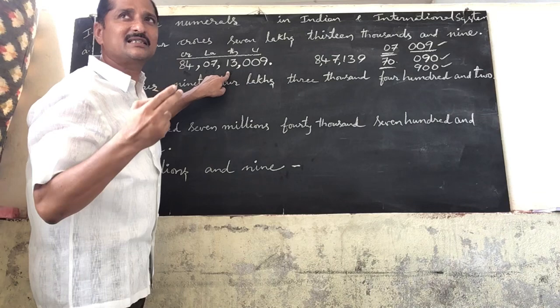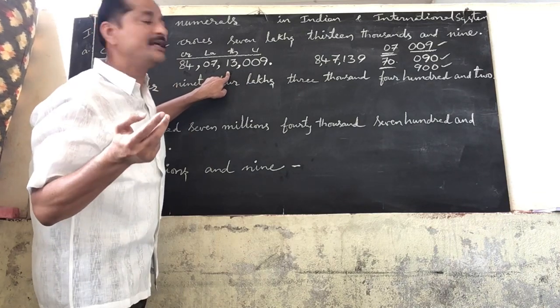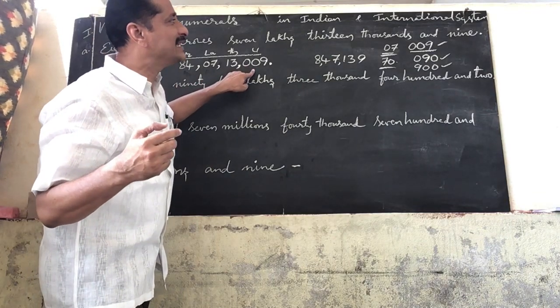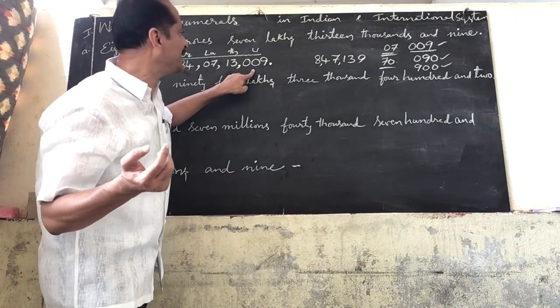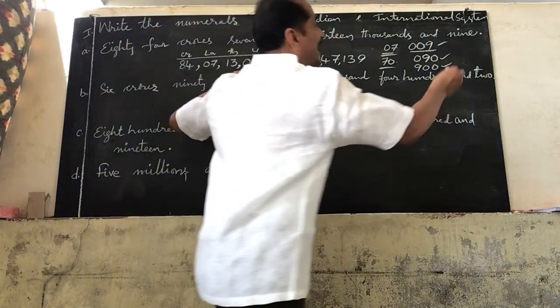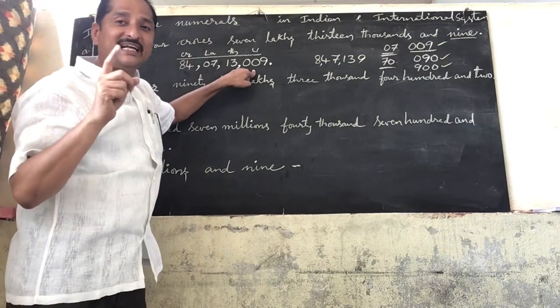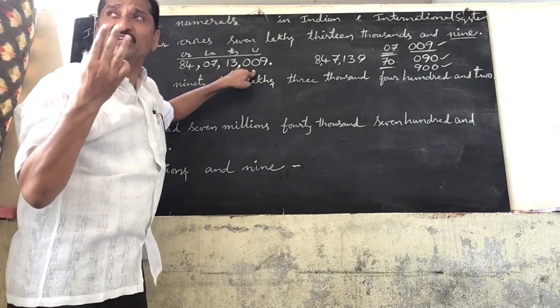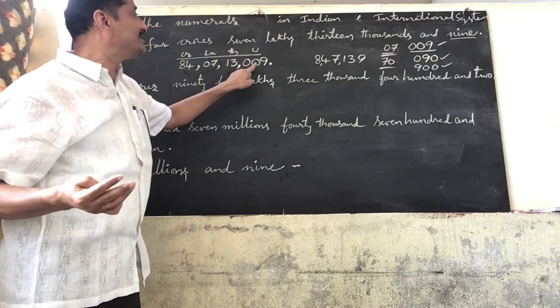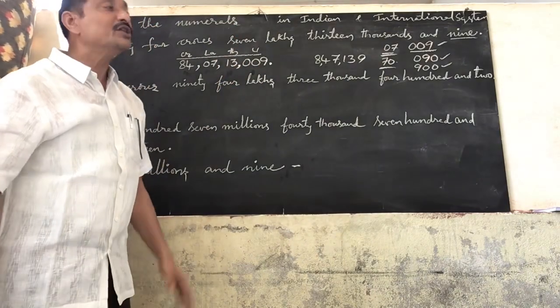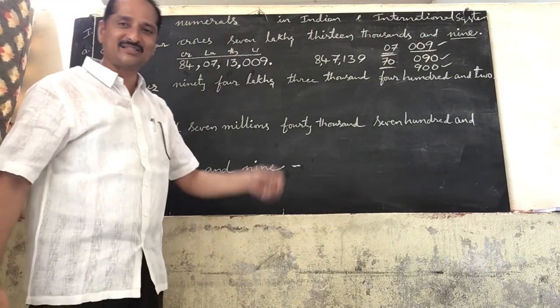Next lower than thousands period is units period. Units period has 3 places. What are the 3 places in units period? How much has he given? 9. Under 9, only 1 digit he has given. So we have to write this 9 in 3 digits. How can you write 9 in 3 digits? 009. Okay, understood? So this is writing number name in Indian system of numeration.